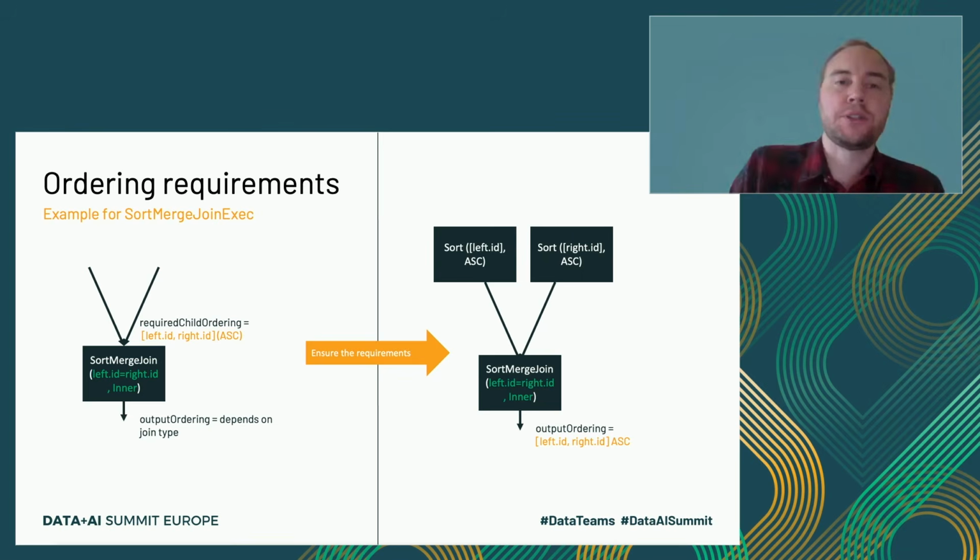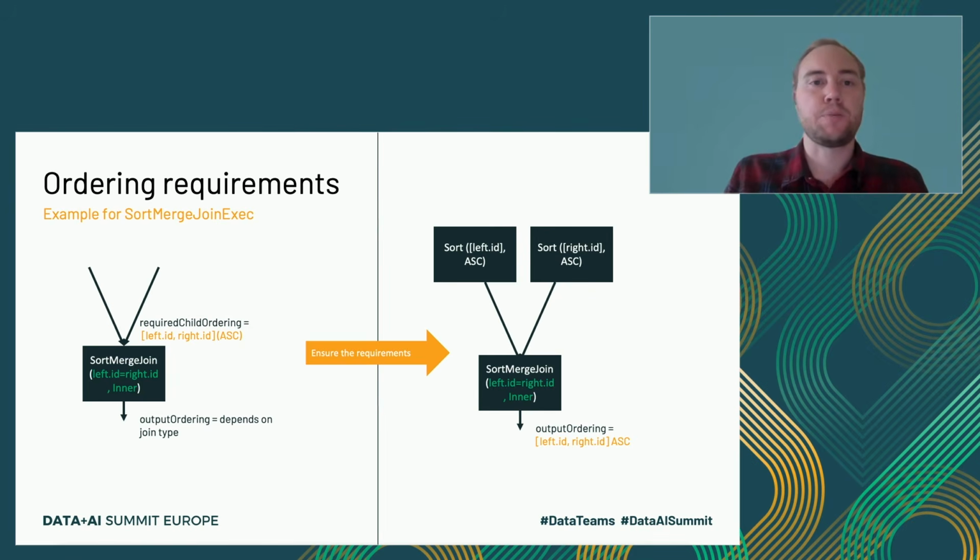So lastly, I briefly want to touch upon ordering requirements. I already covered this a bit, but next to the distribution requirements that Stefan mentioned, some operators also have an ordering requirement, most notably sort merge join. The sort merge join requires the two data frames it's going to join to both be sorted on their join keys. On the left, you can see, for example, that the data frames are going to be joined on left.id and right.id. And the SortMergeJoinExec operator basically says, I require these data frames to be ordered on the left ID and right ID respectively.